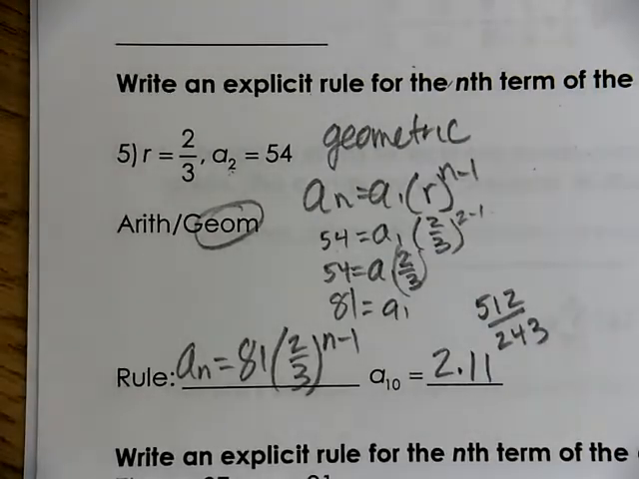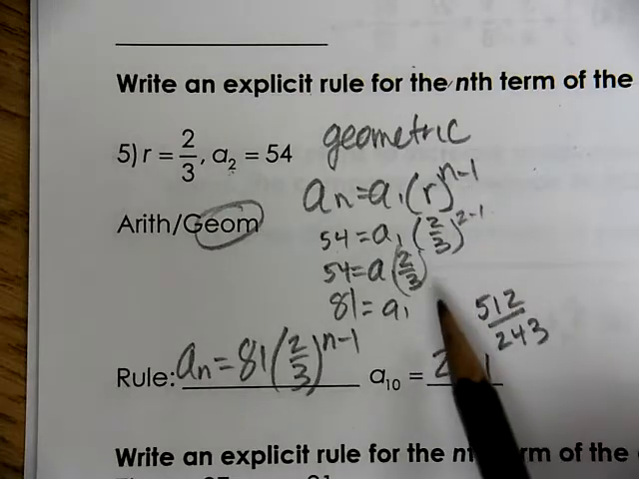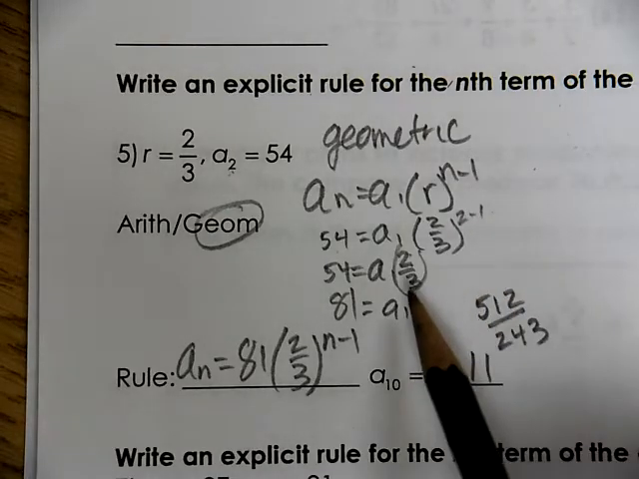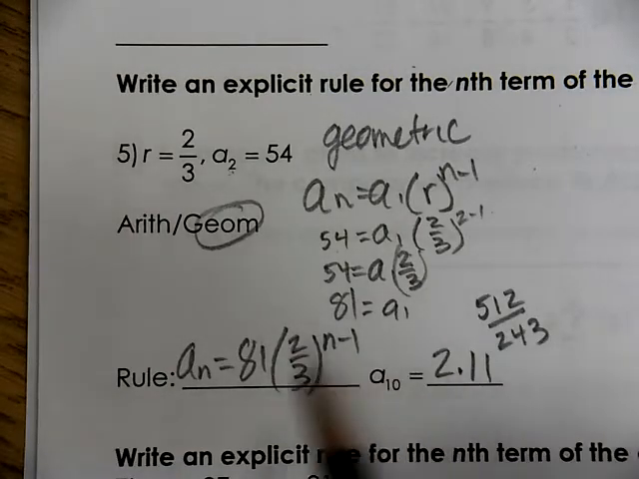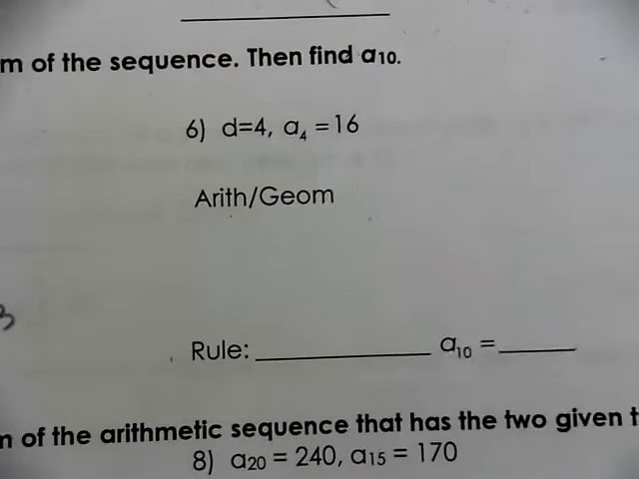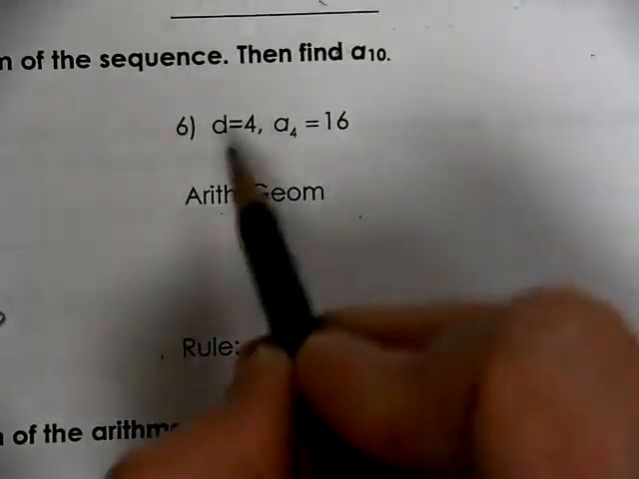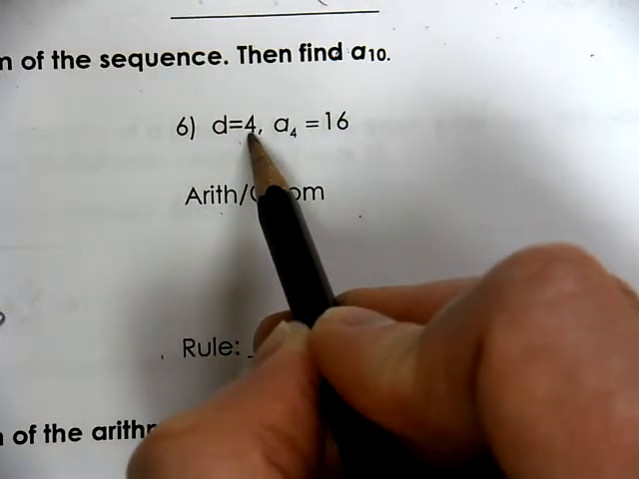So either version that you would do, if you wanted to work with your 2/3 and raise it to the 9th power, that would be a little tricky, but you could do that, and then you could times it by 81. In this case, we see that we have a D value. Our D value is 4.